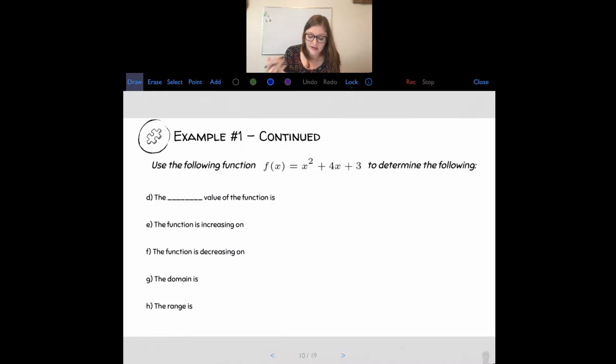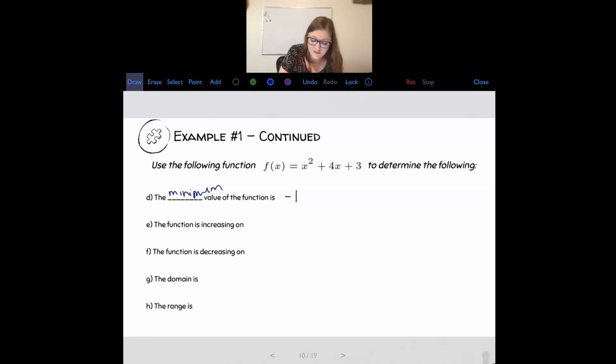Okay, so part D. We have the same function. We're just evaluating different things here. Since the function opens upward, we have a minimum value, and it's the y coordinate of the vertex. So that's negative 1.